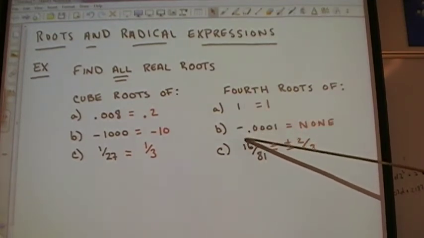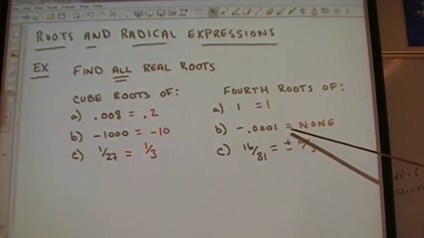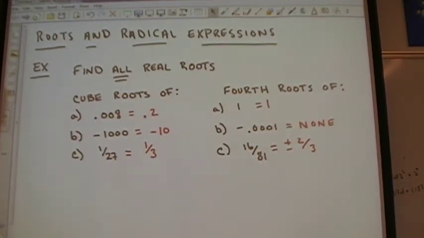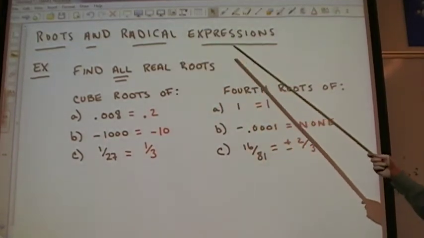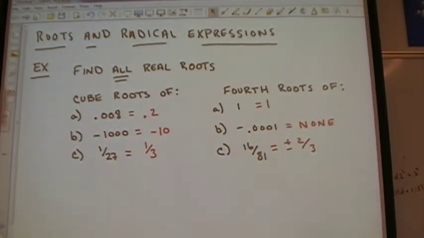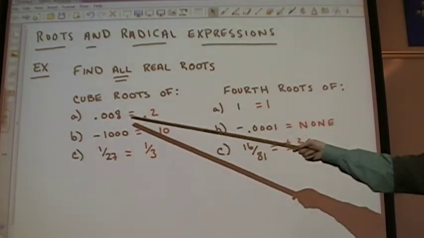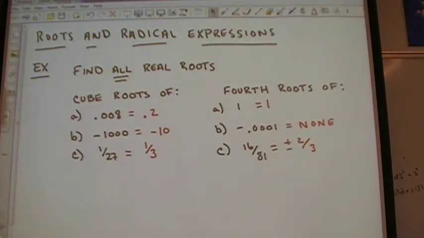Fourth root of negative 0.0001 is none. You cannot take even roots of negative numbers and get a real root. I could get an imaginary root, just like the square root of negative 4 is 2i, but that's an imaginary root. Okay? So anytime you're looking for an even root of a negative number, it's not possible. You can take odd roots of negative numbers. We just did it over here. Just can't take even roots of negative numbers and get a real solution.